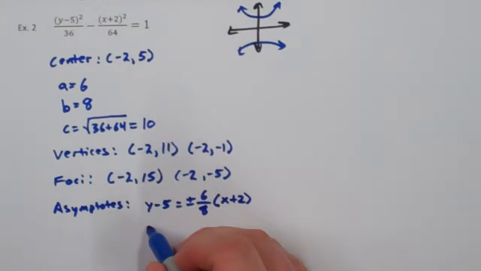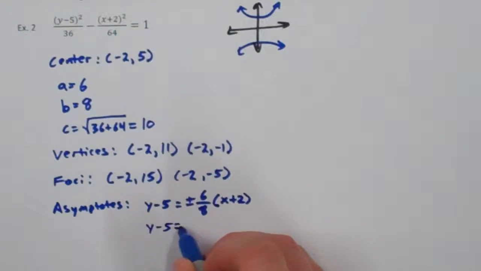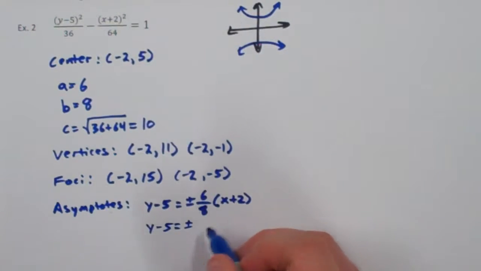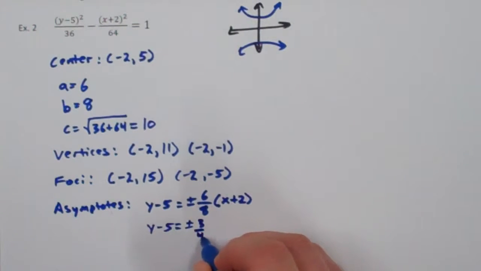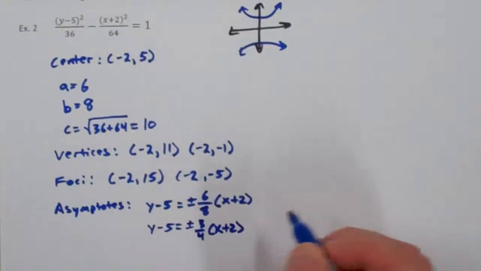You could change this into slope-intercept form if you really wanted to. This is in point slope right now, but this 6 over 8 really should be cleaned up to 3 over 4. That would be the simplest form of that fraction.